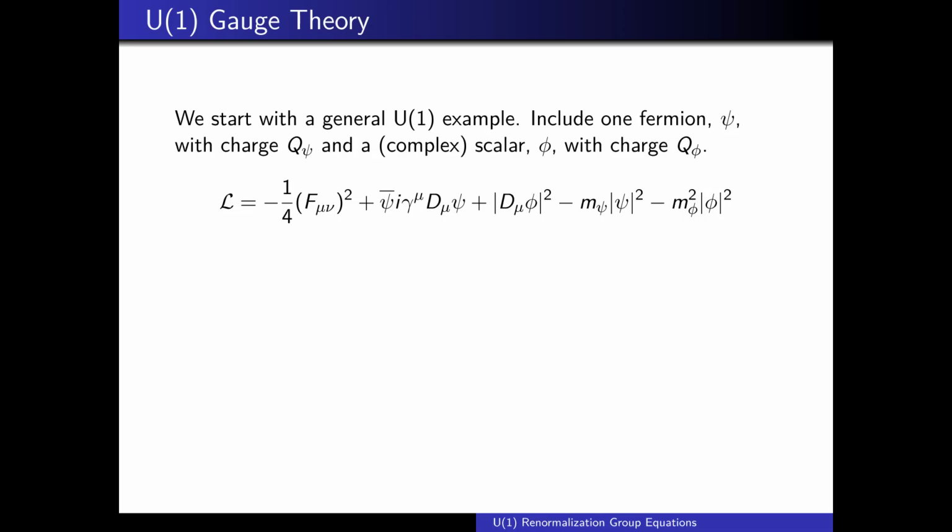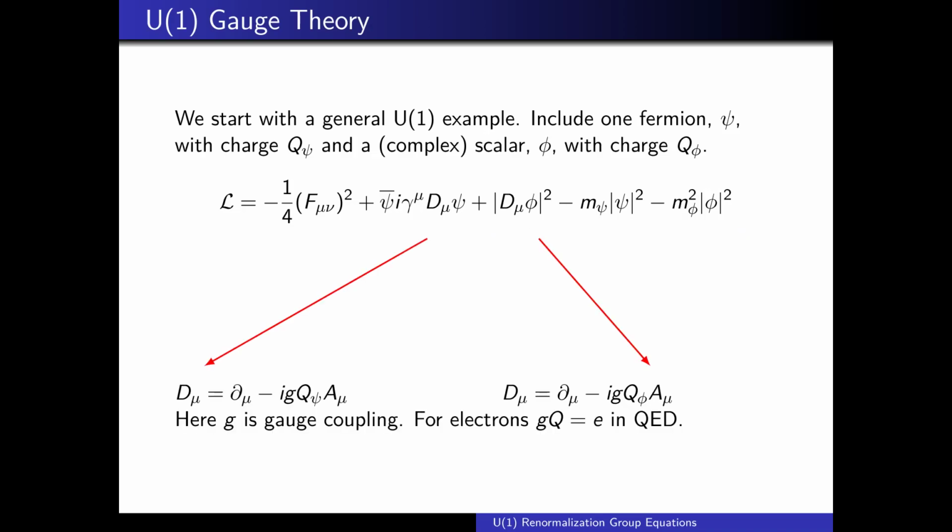You can write the Lagrangian down like this. We have each of the following terms: the kinetic terms for the gauge bosons, the fermion kinetic term, the scalar kinetic term, and their respective masses. Now these D's are covariant derivatives. They look very similar for the U1 case because the only difference is the respective charge associated with the gauge boson.